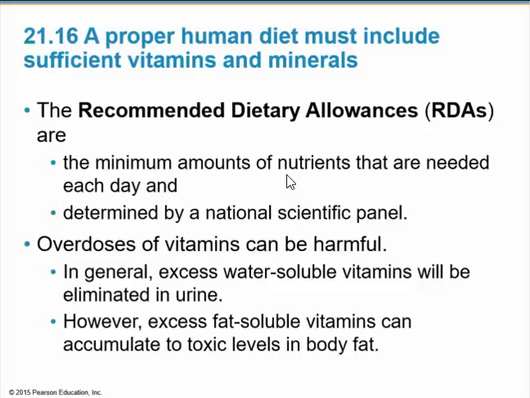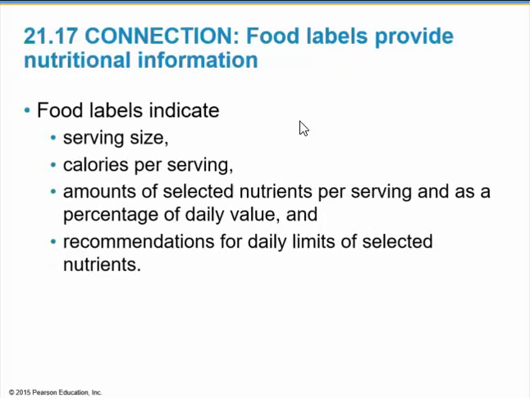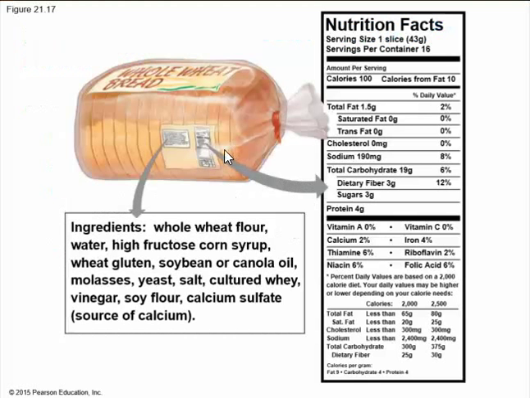Overdoses of vitamins are like anything else, not good. Water soluble you can get rid of, but fat soluble can build up to toxic levels. Yes, they can poison you, so you don't overdo it. And I guess following the RDA is a good idea. That way at least you won't overdose. Food labels tell you how much is a correct serving, how many calories, selected nutrients, and recommendation for daily limits. So when you look at a label, you have the ingredients, and here's the nutrition facts. And we are done. Yay!